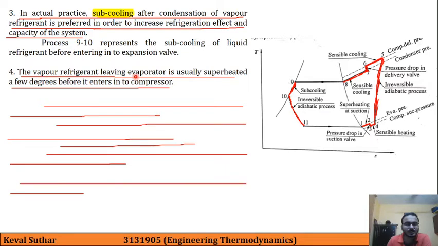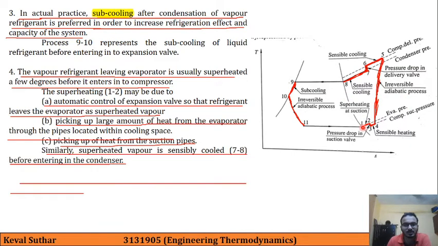The vapor refrigerant leaving the evaporator is usually superheated a few degrees before entering the compressor, that is 1 to 2, that is superheating at suction. Similarly, we have sensible cooling from 5 to 6.